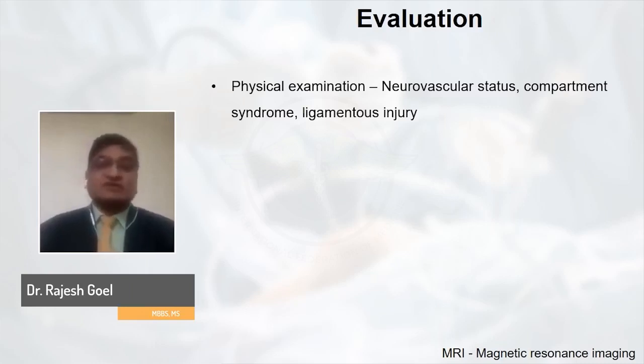Sometimes there is also ligamentous injury, so we should also look for the valgus stress test, varus stress test and anteroposterior stress test, so that we can know whether there is any ligamentous injury or not.